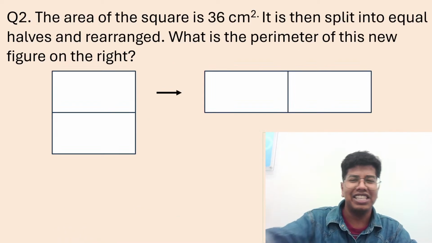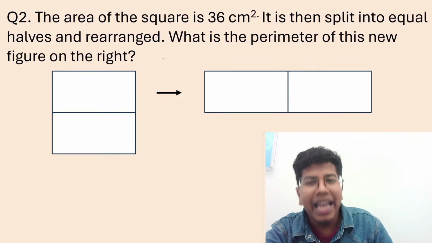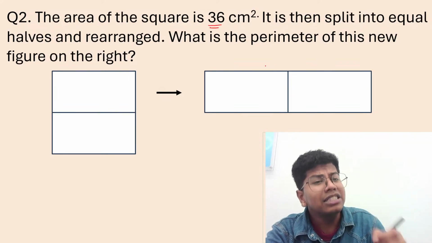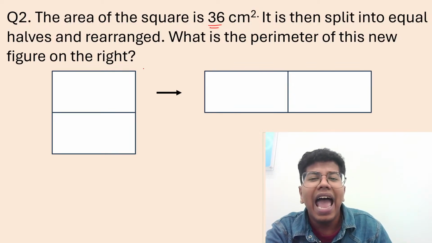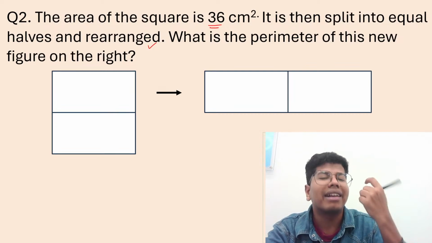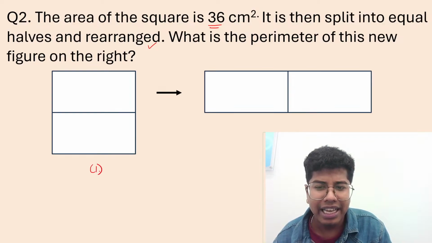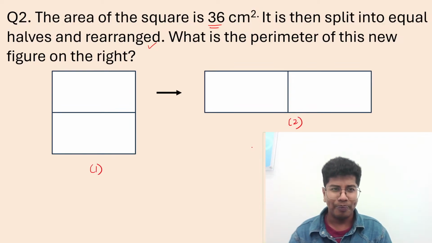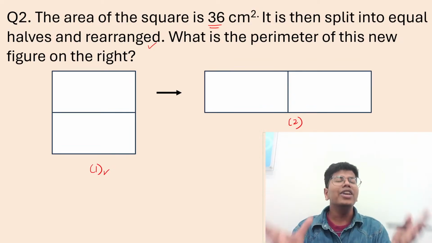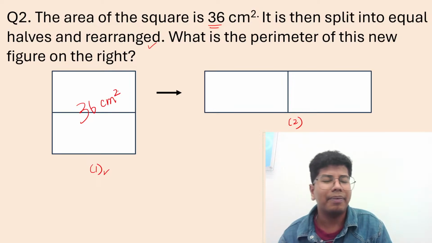Okay, no worries. Let's just see the question that we have now here. Let's have a look. The area of the square is 36 centimeters square. It is then split into equal halves and rearranged. What is the perimeter of this new figure on the right? Let's just understand the question. See, there are two figures, figure 1 and figure 2. In figure 1, there is a square, and the area of the square is nothing but 36 centimeters square.